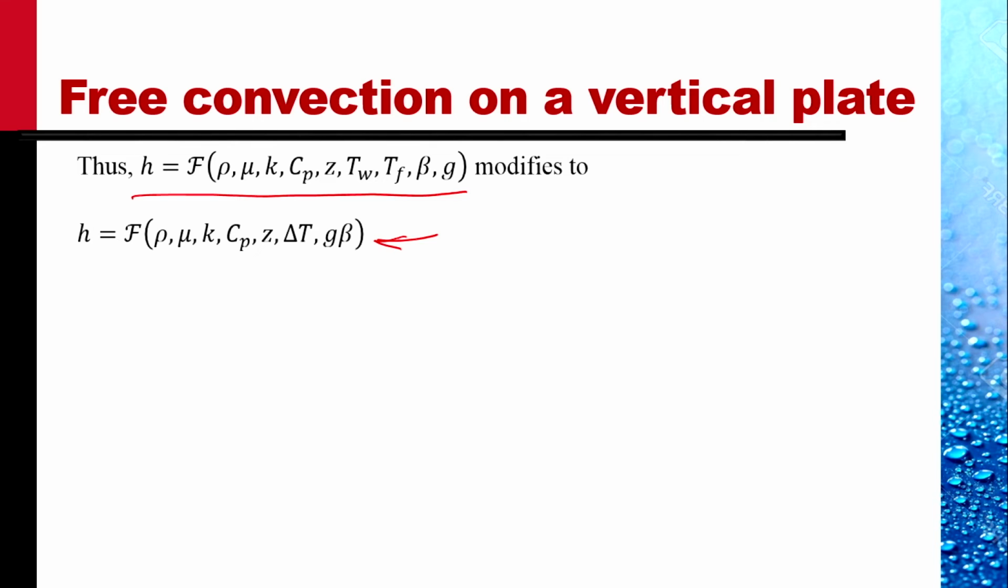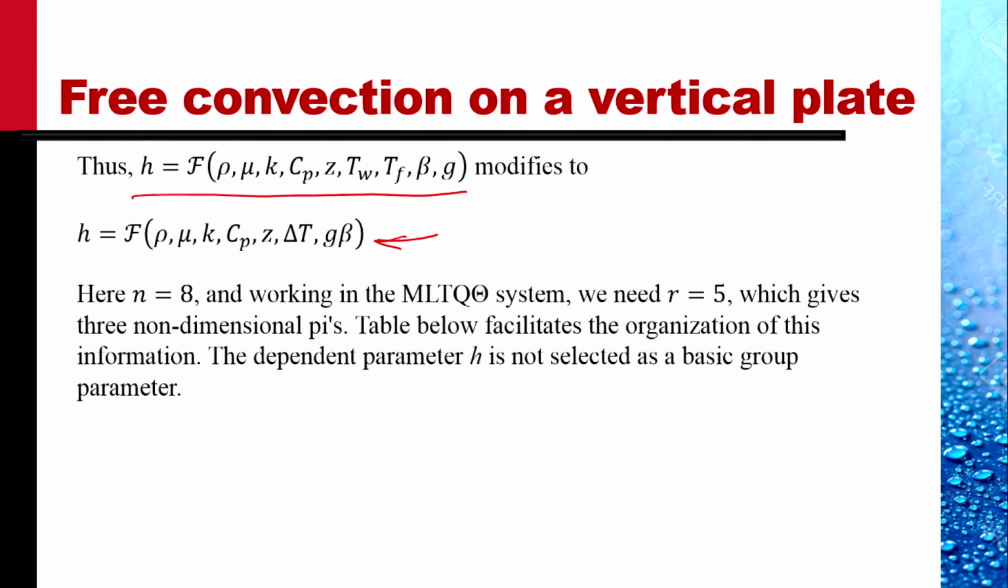7 independent parameters and 1 dependent parameter. Total n is equal to 8. And working in the MLTθ system, we need r equal to 5, which gives 3 non-dimensional pi's. The table in the next slide facilitates the organization of this information.